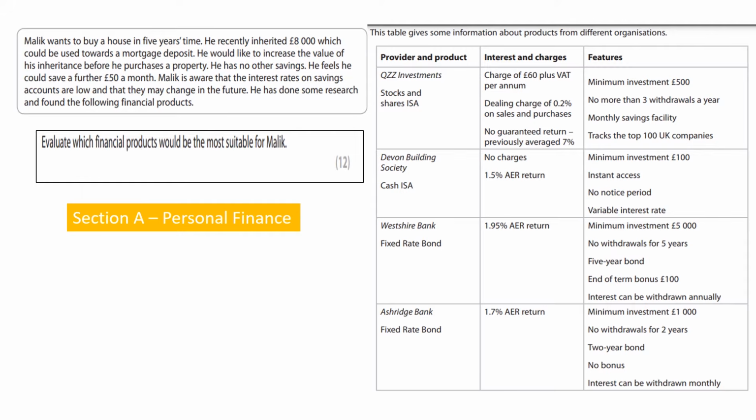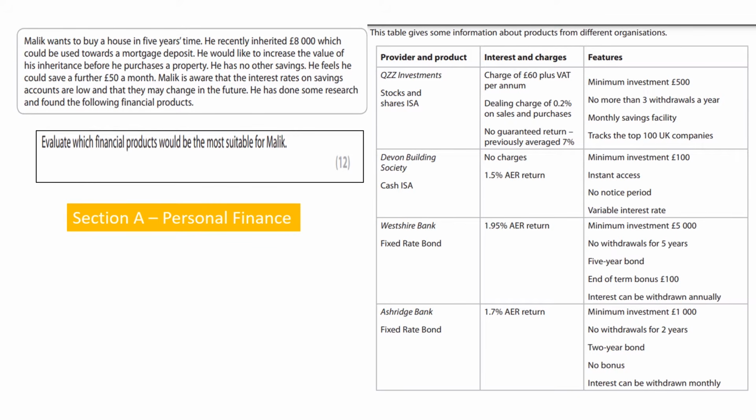Now here's an example of a 12 marker from section A, the personal finance section. And as you can see, there's a range of financial products, and you would need to choose the most suitable one for Malik. So you'd obviously have to read the case study, which is in the top left, and read the information within the product table about the features of these different financial products.